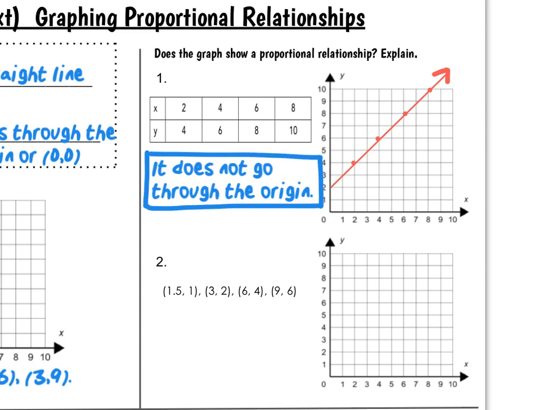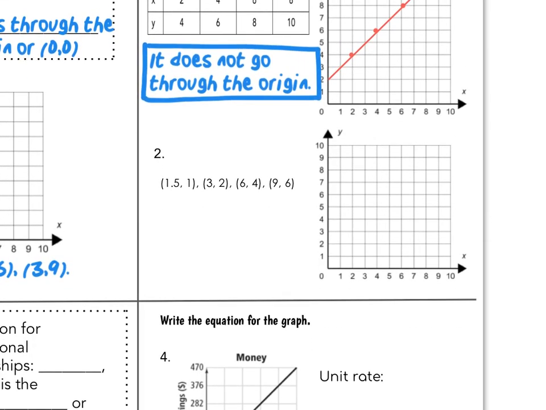Okay, so now we're going to take a look at problem number 2, and we're going to graph these. Notice the first ordered pair says 1.5, 1. So 1.5 is going to be in between 1 and 2. Here's 1.5, and then we're going to go up 1 and place a dot there. I'm going to use my red pen. And then 3, 2, you go to the right 3 spaces and then up 2. Then 6, 4, you go to the right 6, up 4. And then 9, 6, we go to the right 9 and then up 6.